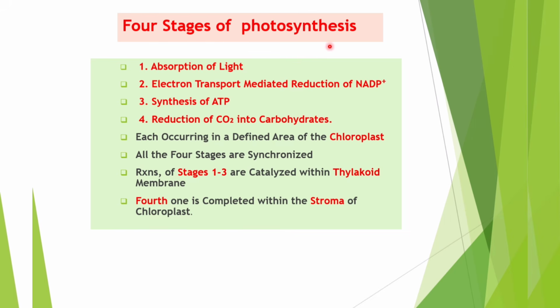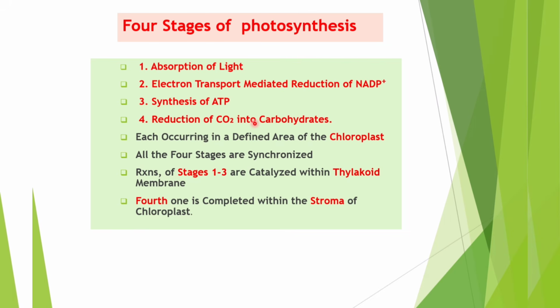Basically, when we see the mechanism, there is a light reaction and a dark reaction. First of all, in the light reaction, there will be an absorption of light. And second will be electron transport mediated reduction of NADP. And third will be the synthesis of ATP. And then the fourth will be the reduction of carbon dioxide into carbohydrates.